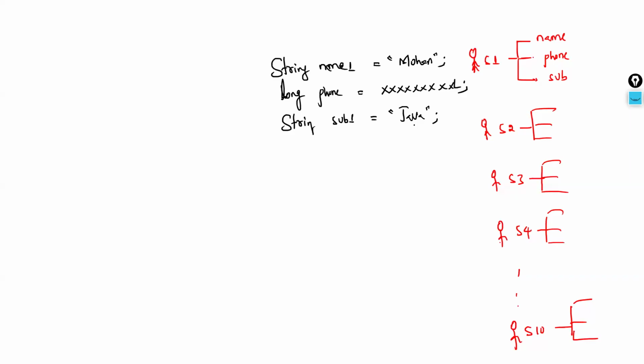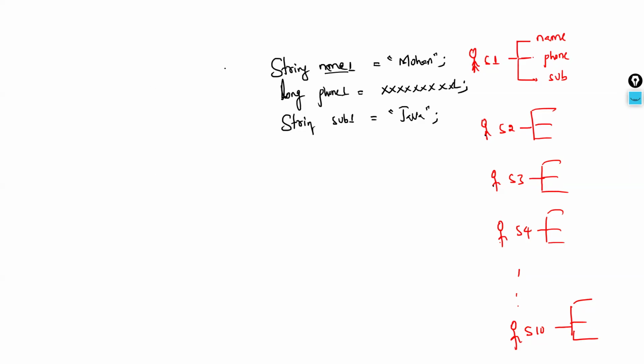Yes or no? Then in a company there are 100 employees. How do you write it? Use arrays? An array is of similar type. But here name is string and phone is long, so we can't use arrays. Correct or not? And if you say, okay, I'll create every student variable as name one, name two, name three, then phone one, phone two, phone three, like that subject one, subject two, subject 10. That's one more possibility, right?